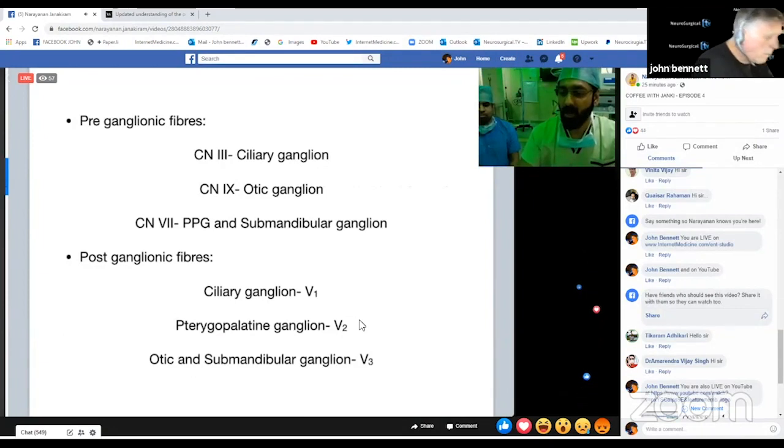Postganglionic fibers are all from the fifth nerve. You know, the ciliary ganglion is V1, pterygopalatine ganglion is V2, otic and submandibular ganglion is V3. So how easy it is to remember. You see, it's made so easy. So the preganglionic fibers are from 3, 9 and 7, and postganglionic is V1, V2 and V3.